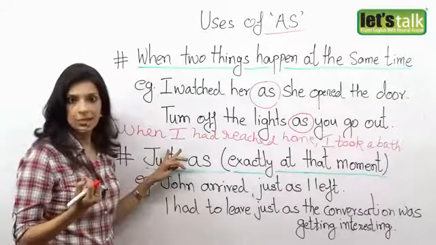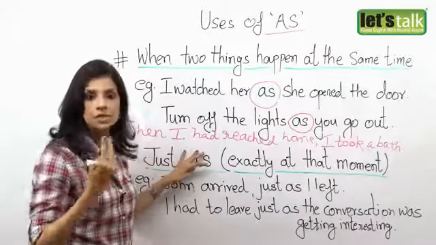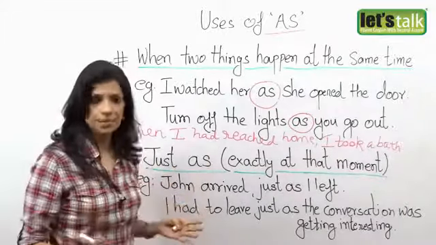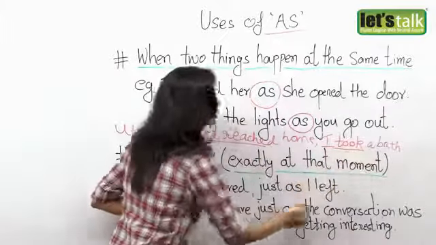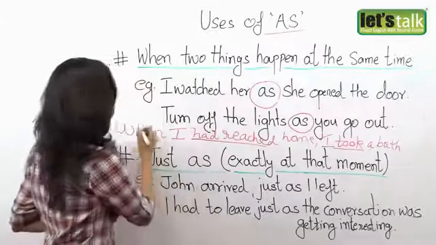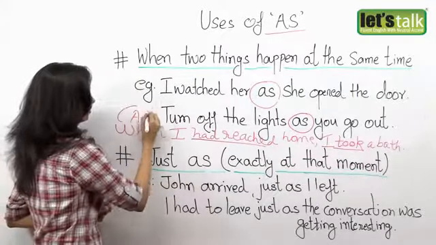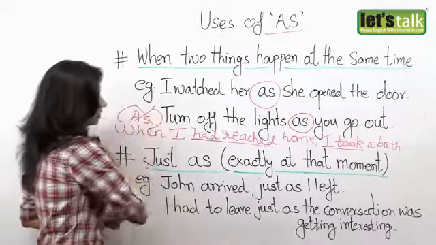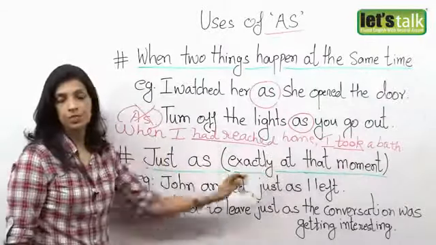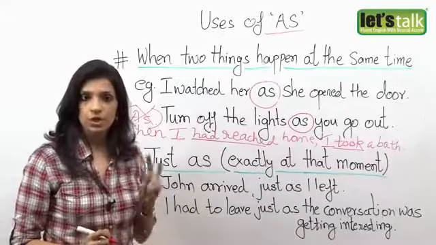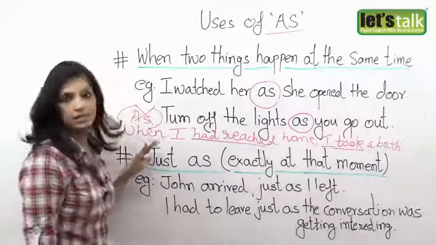Now there are two things happening, but one happened after the other. It's not happening at the same time. So first I reached home and then I took a bath. So here please remember, you cannot say "as I had reached home." This is wrong because one action is following the other. So please remember, you use "as" when two things happen at the same time.